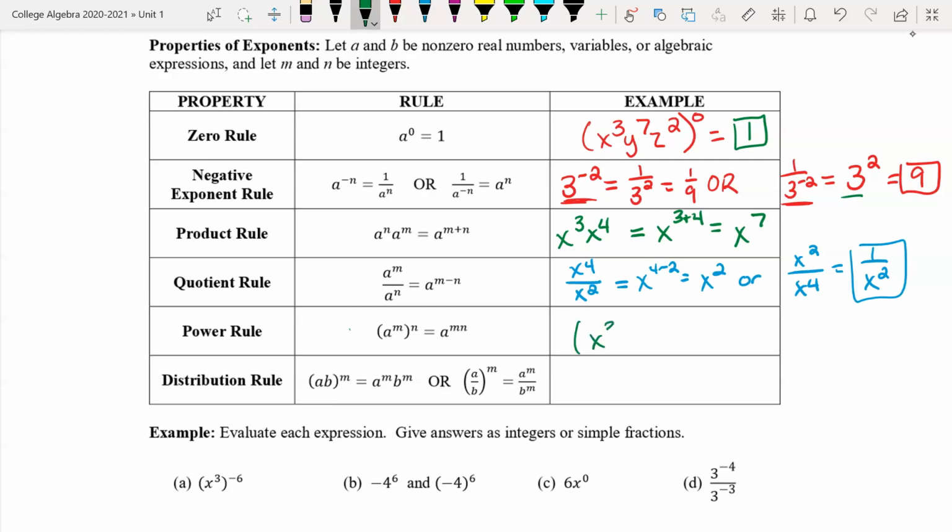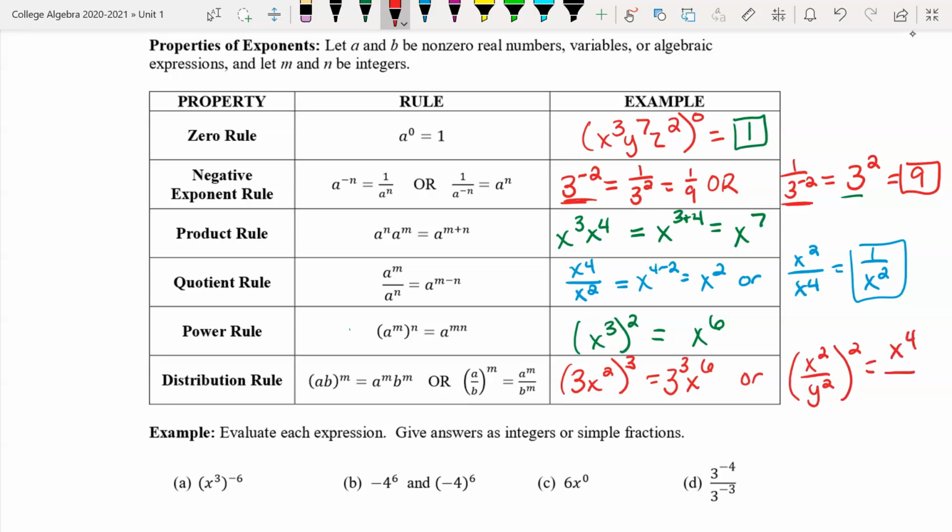Power rule: if you have an exponent raised to another power, you multiply. So this would be x to the 6th. Distribution rule: no matter what I have, it goes to everything. So 3 has an exponent of 1, but now I multiply 1 times 3 to get 3 to the 3rd. X squared, times 3, so 2 times 3 would give me x to the 6th. It works the same way if you have a quotient or a fraction. It goes to everything on the inside.